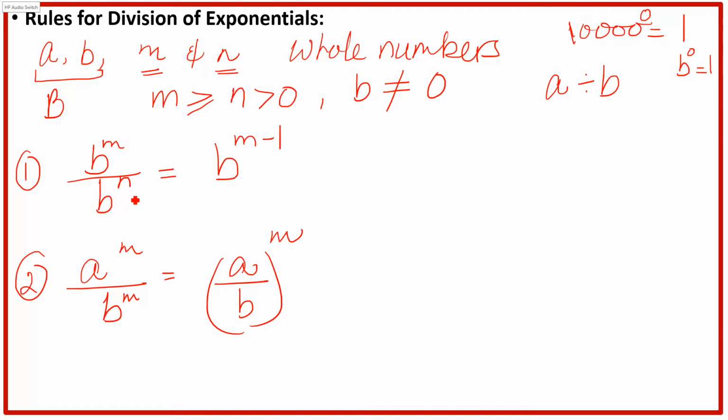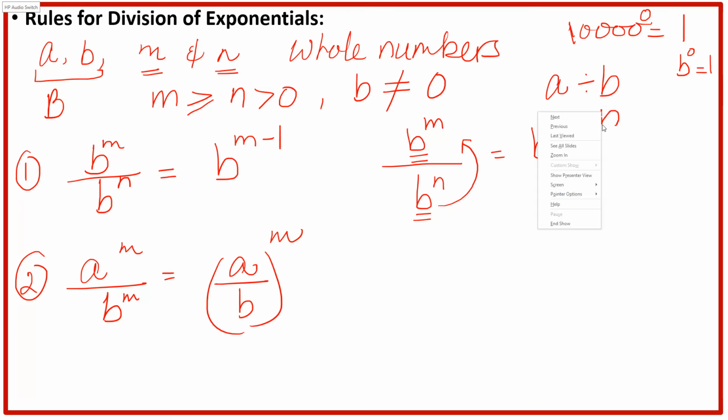So B^M over B^N. Now I will explain it in a very easy way. Suppose here this is B, this is B. If the bases are the same, with something in the numerator and something in the denominator, here is M and here is N, we can take the exponent of the denominator of the same base to the numerator, so the sign will change. It will be B^(M-N).